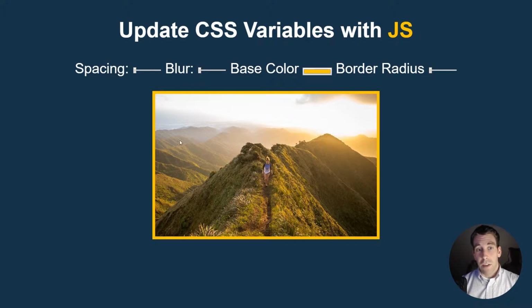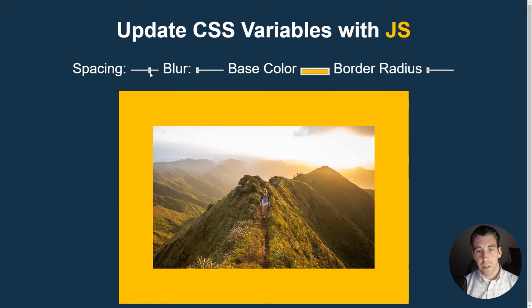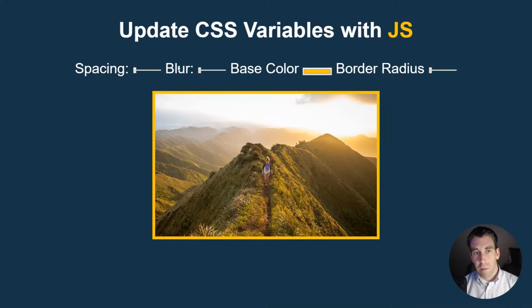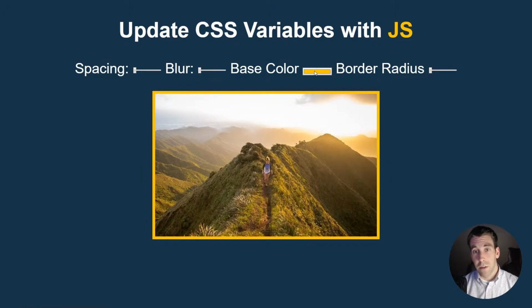What you can see here, I have first an image, right? Someone hiking a mountain. And then there's actually a div around this with a class of controls, right? But there are 4 inputs. One controls the spacing. These are range inputs. One controls the blur effect, right? So that's kind of cool.